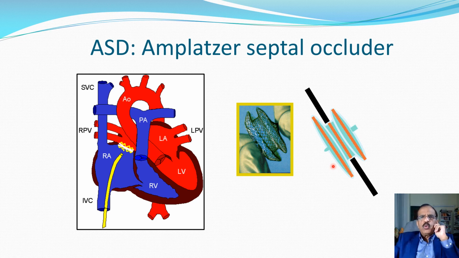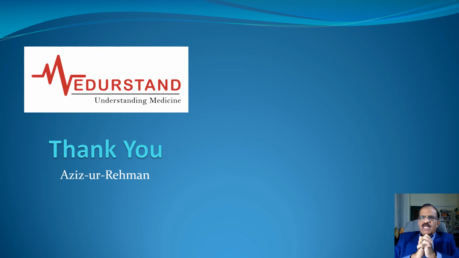Now, those who have a primum defect or sinus venosus, or a secundum defect that is very big and there is not enough intact septum where the device could be deployed, would require open heart surgery. So that was it. I think this was a brief account of atrial septal defect, and in my next lecture I will take up ventricular septal defect.